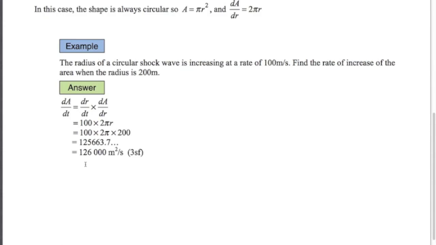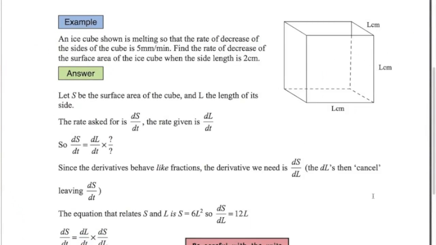If you've got a very small circle and the radius is increasing, the area is increasing at a small rate. But if you've got a really large circle, then the area is increasing a lot more at any given instant of time. So let's look at this example now.